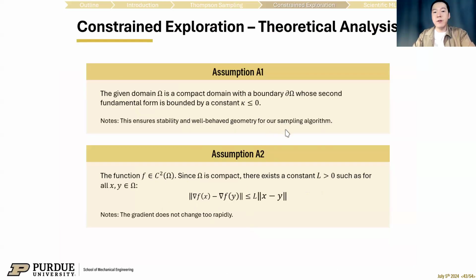And next we do theoretical analysis, and the assumptions we use here are related to the boundary and the objective. Assumption one means the domain is compact and the boundary's curvature is controlled, which ensures a good geometry for the sampling region. And the second assumption is a smoothness assumption for the objective function, which ensures the gradient does not change too fast.